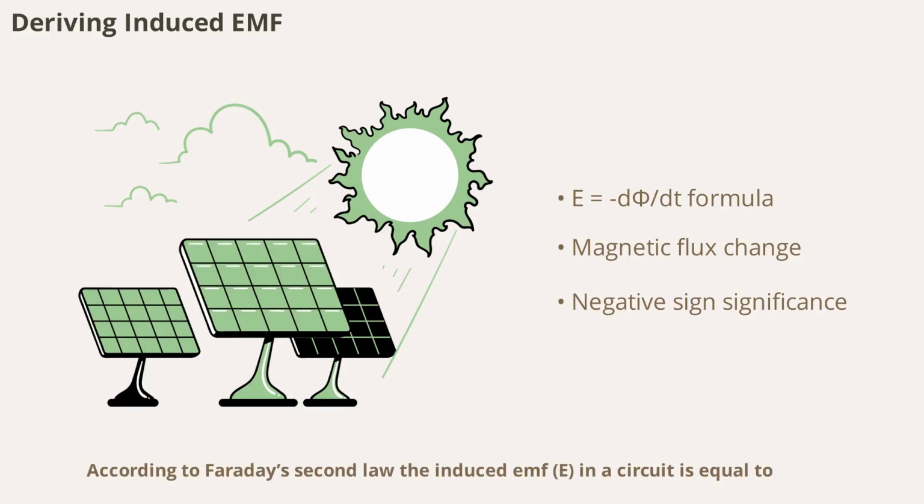Now let's derive the mathematical expression for induced EMF. According to Faraday's second law, the induced EMF E in a circuit is equal to the negative rate of change of magnetic flux through the circuit. Mathematically, this is expressed as E equals -dΦ/dt, where Φ is the magnetic flux. The negative sign, as we'll see, is explained by Lenz's law. This formula is crucial for calculating the EMF generated in various practical situations, such as moving a conductor through a magnetic field or changing the area of a coil.